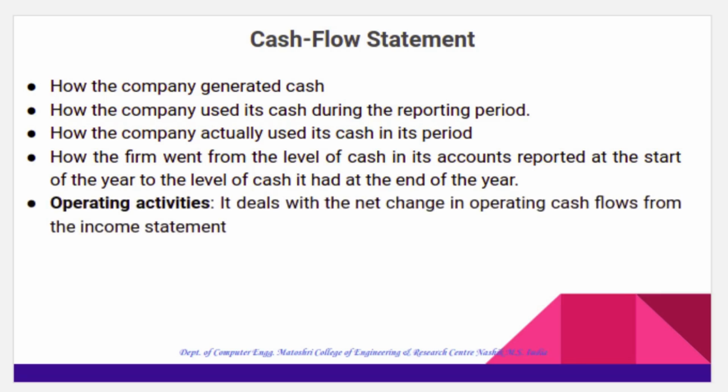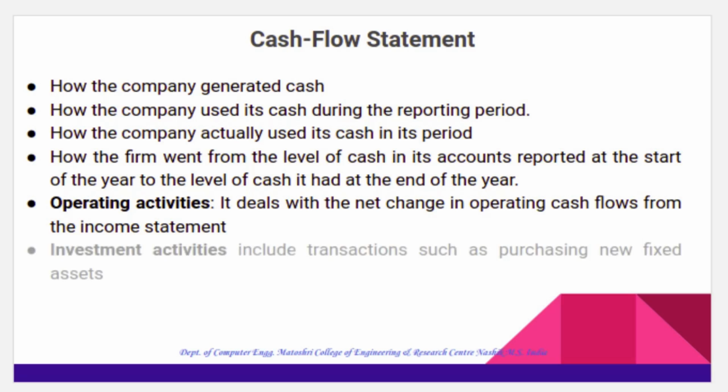There are three types of activity. The first one is operating activity. It deals with the net change in operating cash flow from the income statement. The operating cash flow means the production and sales of goods or services. Remember that working capital is the difference between the current assets and the current liabilities.